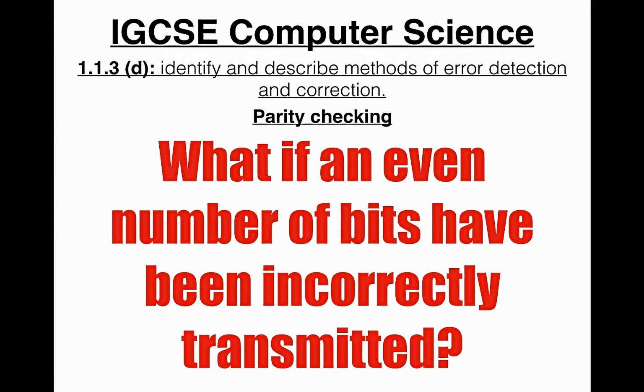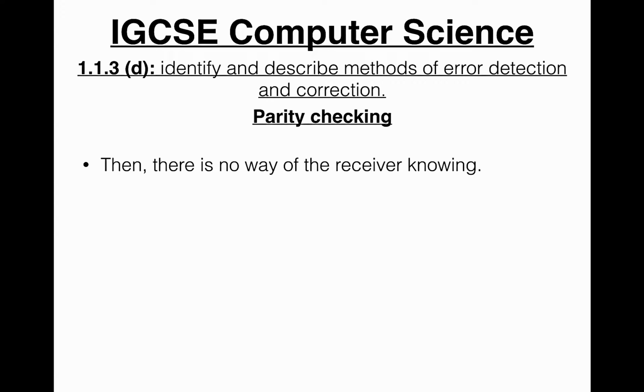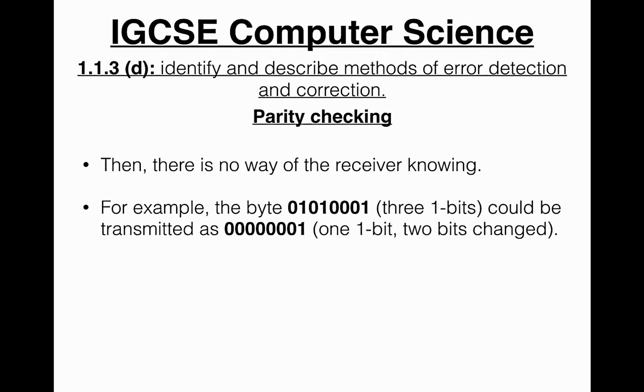But what if an even number of bits have been incorrectly transmitted? Well, then there's no way of the receiver knowing, honestly. So, for example, take the byte 01010001, which has 3 1 bits. And that could be transmitted as 00000001, which is 1 1 bit, 2 bits changed. Looking at this, we know that this has been incorrectly transmitted. But how can the receiver know? Because there's 3 1 bits, and 1 1 bit.